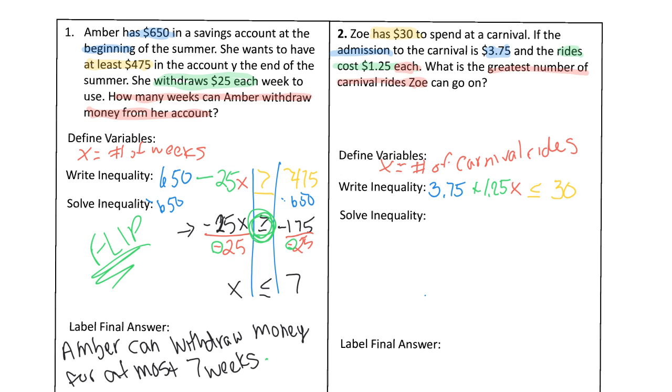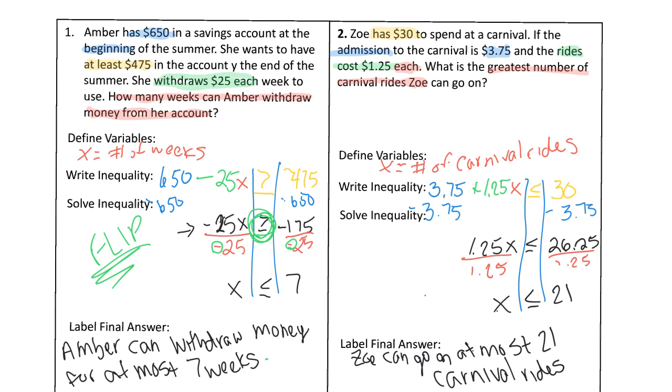Okay, so I want to touch on real quick how I knew that it was the less than symbol, because she has $30 to spend. She can't spend any more than $30. So that means it has to be less than $30, but it can be equal to. She can spend up to that $30. She doesn't have to, but she can. Okay, so that's why it's less than or equal to.